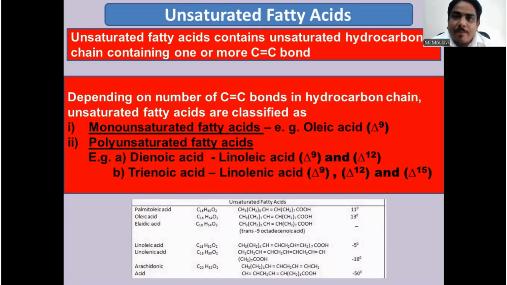This is an example of unsaturated fatty acid. This is palmitoleic acid. Palmitoleic acid is a monounsaturated fatty acid. Oleic acid, elaidic acid, linoleic acid, linolenic acid, arachidonic acid: these are examples of the polyunsaturated fatty acids.